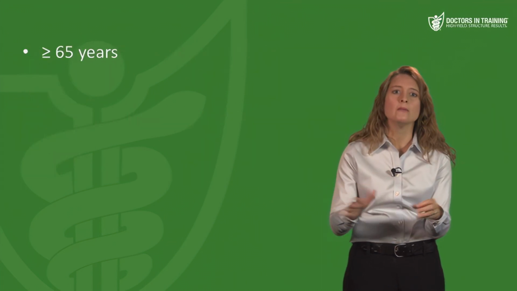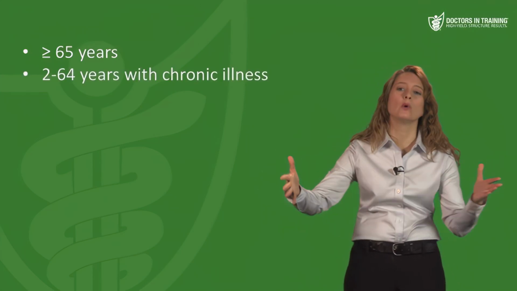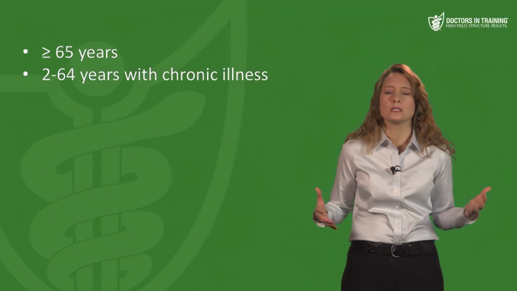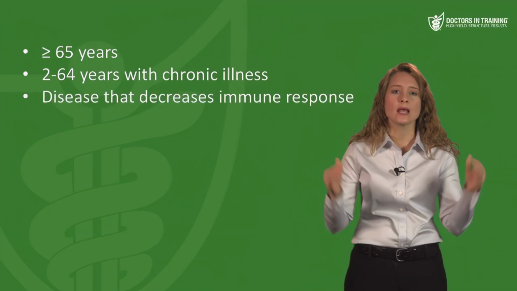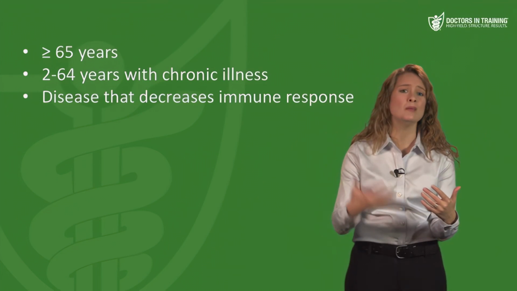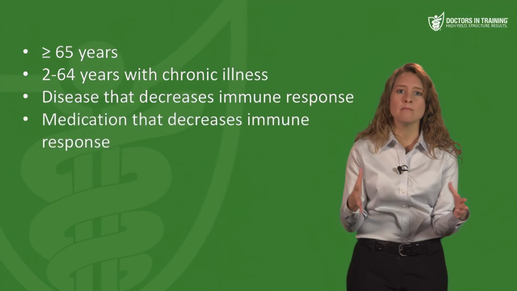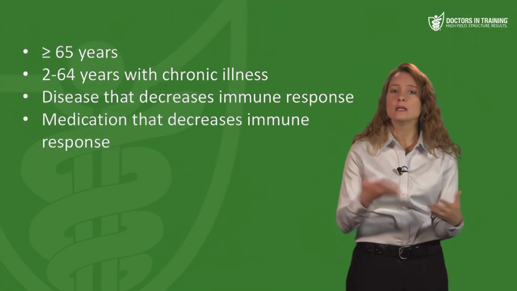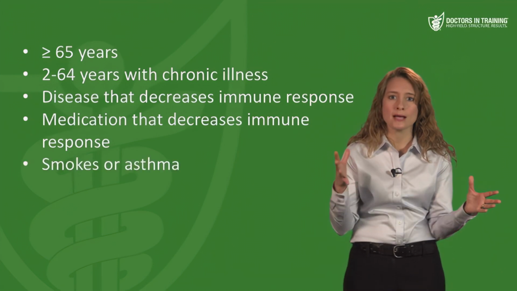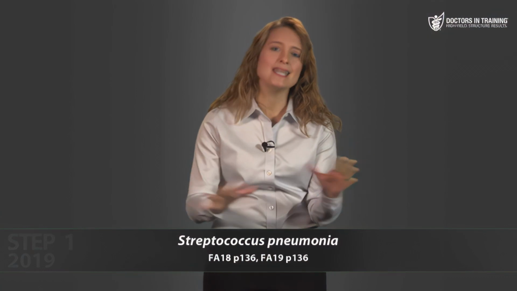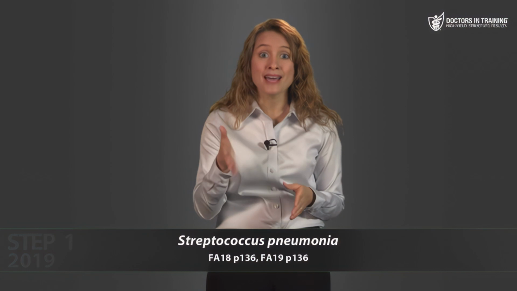Anyone over 65, or that should be 65 and over. Anyone 2 to 64 who has chronic illness like heart disease, lung disease, sickle cell disease, diabetes, or cirrhosis. Anyone who has disease that lowers the immune system, something like leukemia, lymphoma, kidney failure, HIV, or asplenia. Anyone who takes medicines that reduce immune response, like steroids, chemotherapy, or radiation therapy. And anyone who smokes or has asthma. As you can see, a huge portion of the population actually qualifies for pneumococcal vaccine, so keep that in mind.